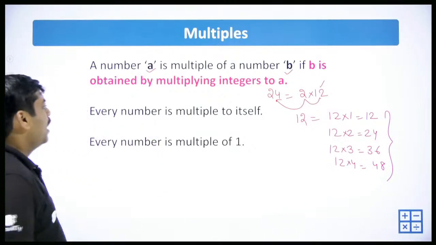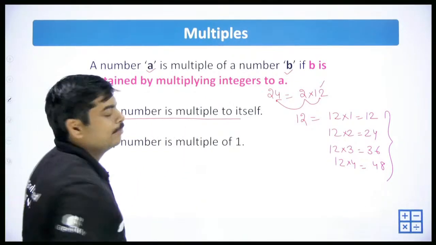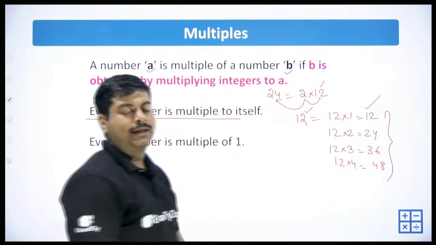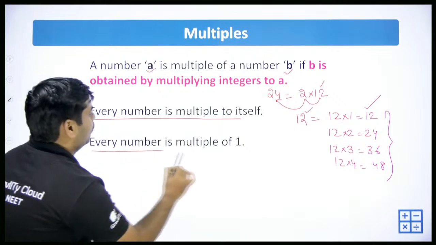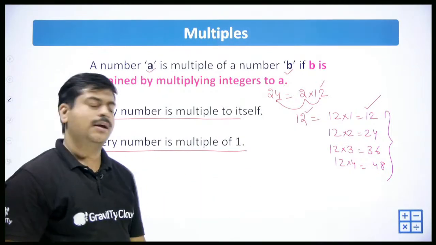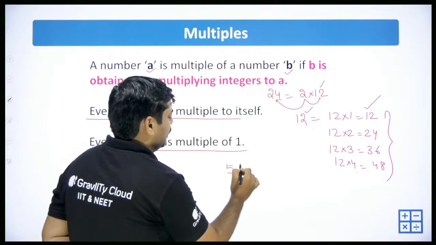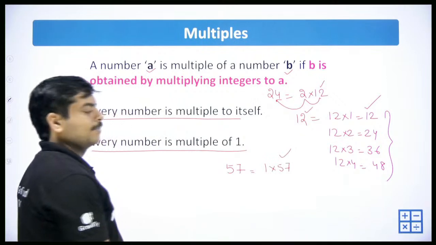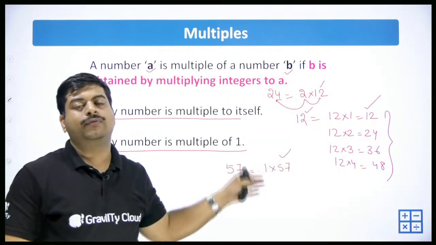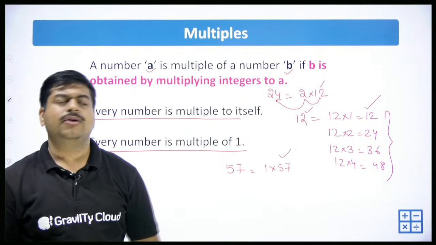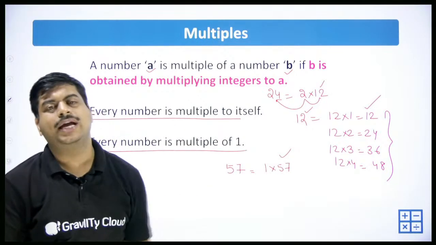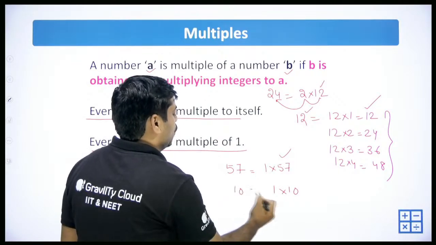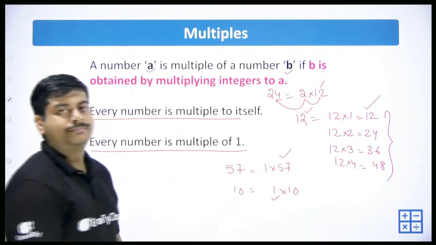Every number is a multiple of itself. And every number is a multiple of 1. Take 57, let us say. It is 1 into 57, so it is a multiple of 1. You can take any number, 1 into any number. Let us say 10, 1 into 10 gives 10. So 10 is a multiple of 1.